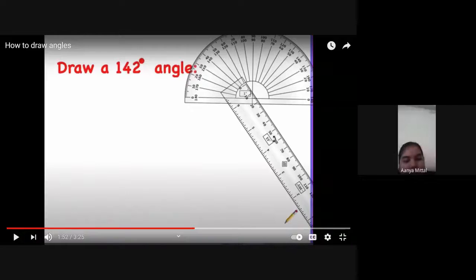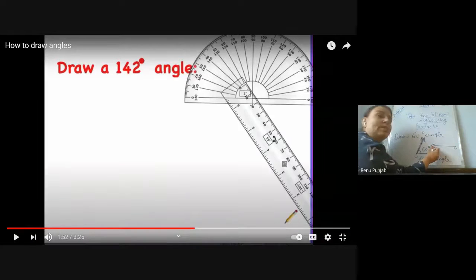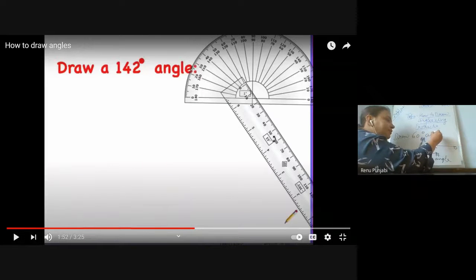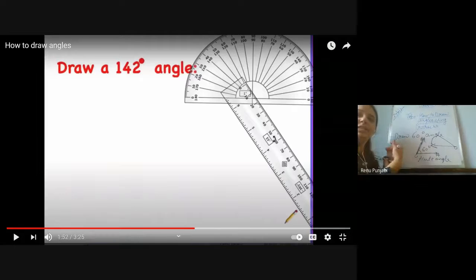If your ray direction is towards the left side, see where the 0 is. If 0 is at the outer scale, then move from the outer scale only: 0, 10, 20, 30, 40, 50 and 55. So your angle mouth will be this way. That is why they have shown it this way, because they have taken the ray direction towards the left side, not from the right side. But both are the same. If you draw from the right side also, your answer will come the same. Your degree angle will be the same.